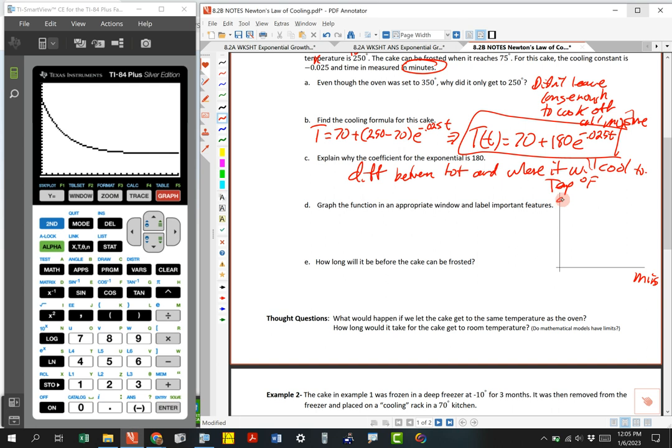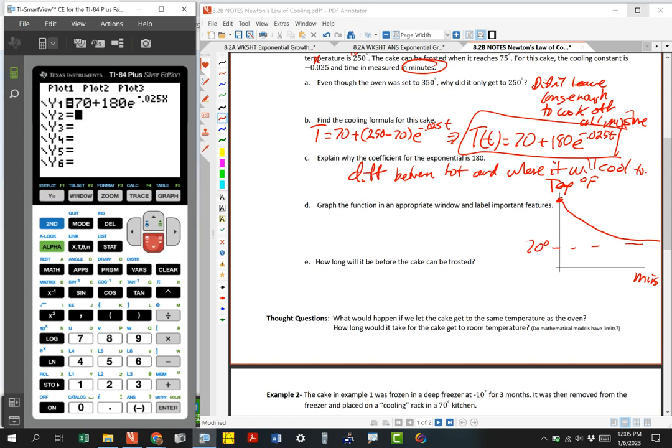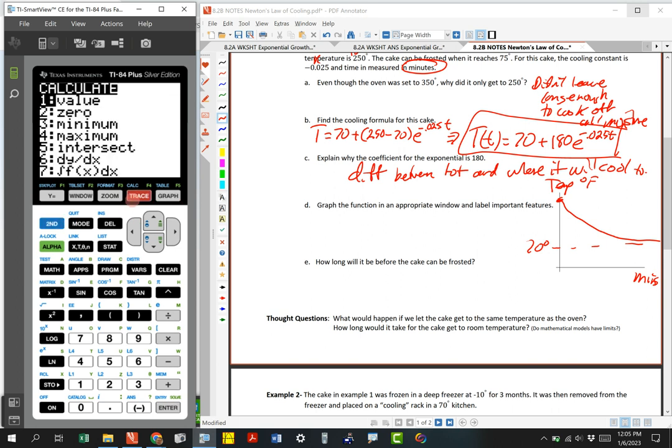Okay. If I put a little y-intercept right here, what would the y-intercept be? Without hitting trace, it's going to level off at 70. What's the y-intercept? Sorry, 250. So it's going to go like this. And it takes a long time to get down to that 75 degrees. So when can it be frosted? At 75 degrees. So I'm going to come in here. I'm going to change this to 75. I'm going to graph that, and we're going to make the calculator find it for us.